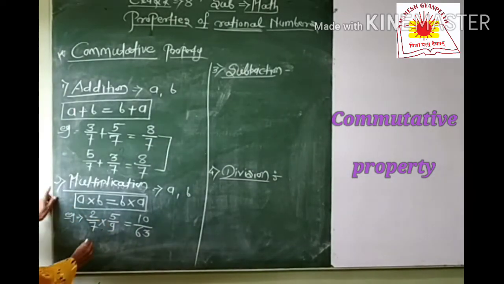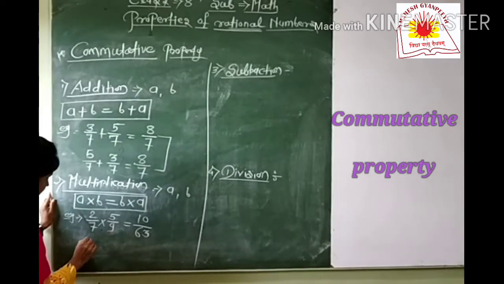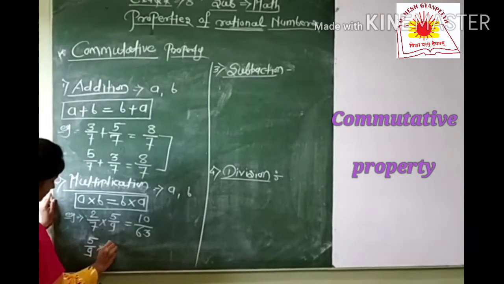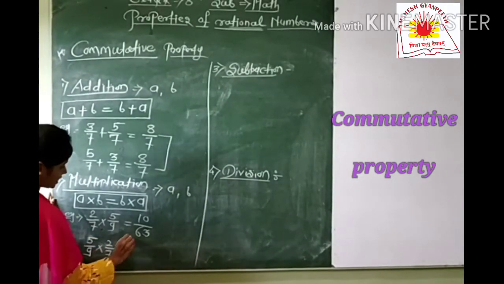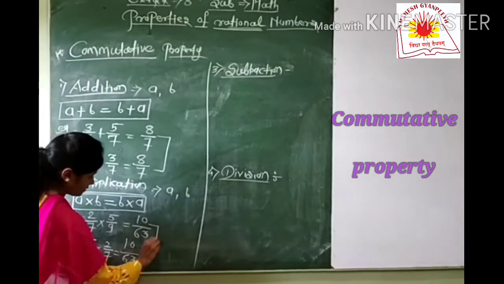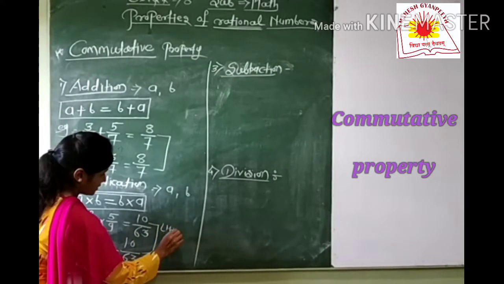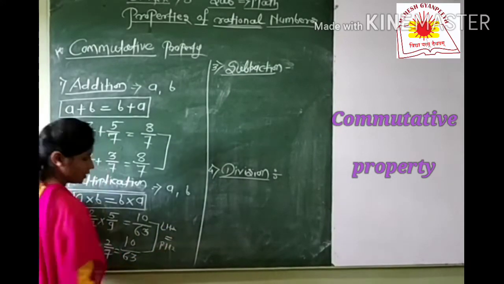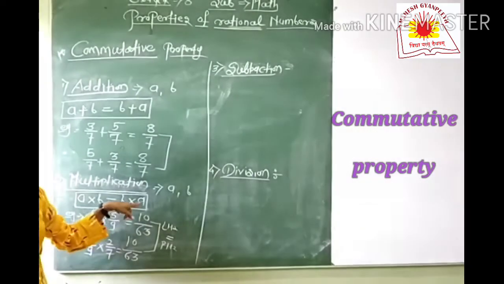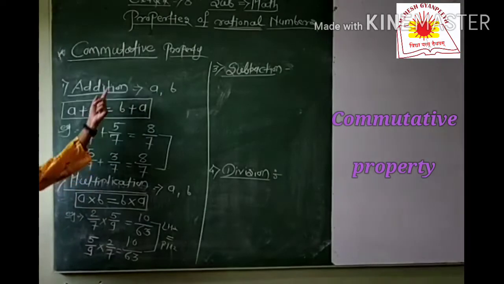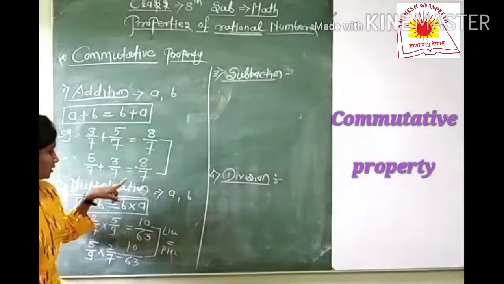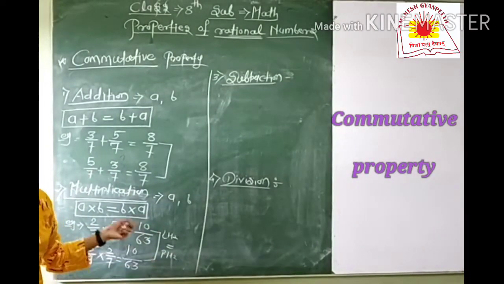Then change their position: 5 upon 9 multiplied by 2 upon 7. Again 5 2s are 10 and 9 7s are 63. Okay, now again you get the same. These LHS and RHS are equal. Then A multiplied by B is equal to B multiplied by A. The commutative property is also applicable on multiplication. This is the commutative property of multiplication. Understand?